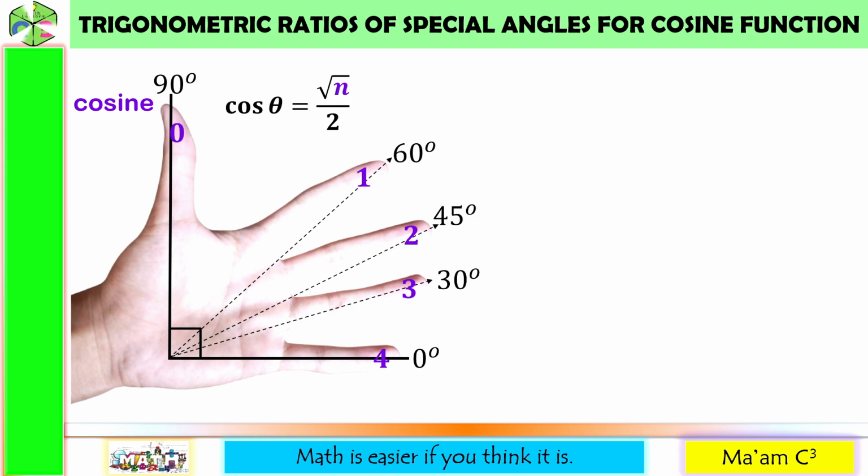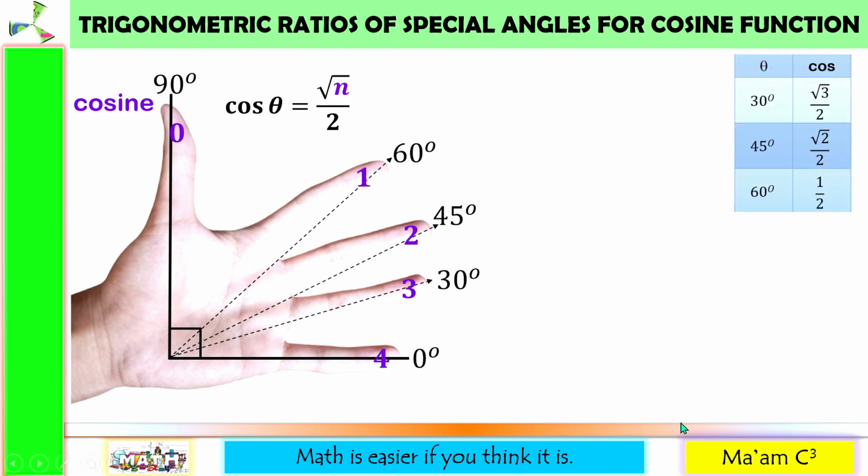Let us recall our table for cosine. And let's start with cosine 30 degrees. So 30 degrees is here, and the number assigned this time is 3. So this will be square root of 3 over 2. Let us check from our table. Cosine 30 degrees is square root of 3 over 2. So our answer is correct.